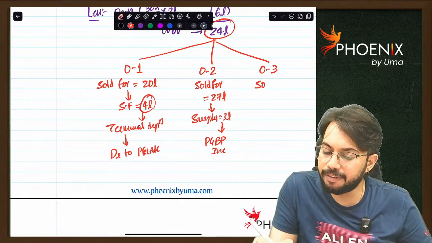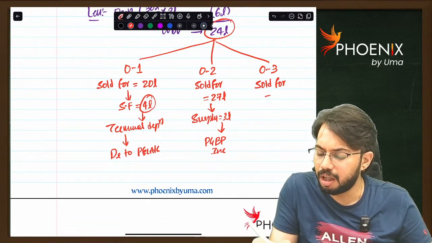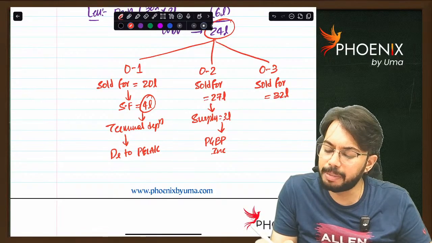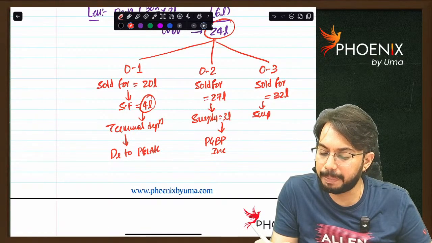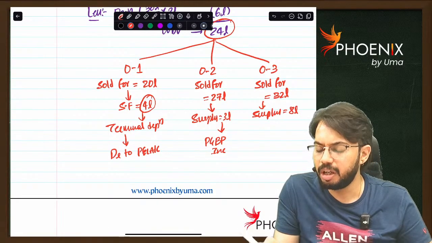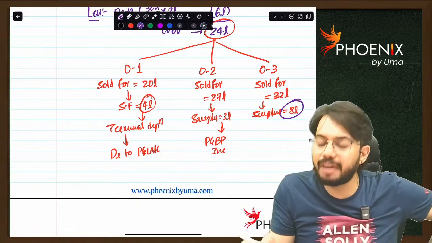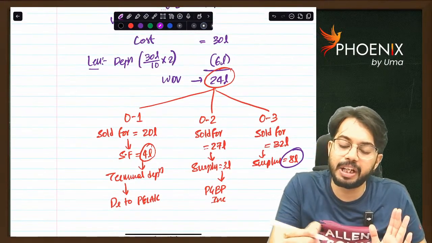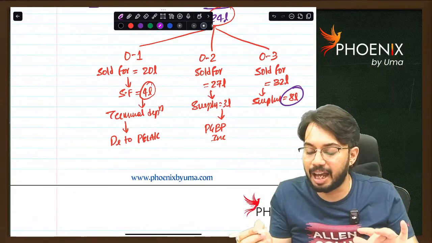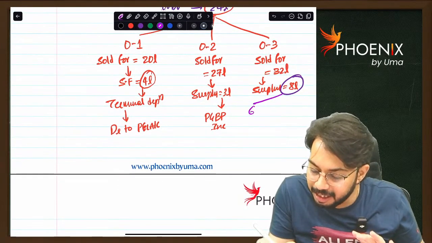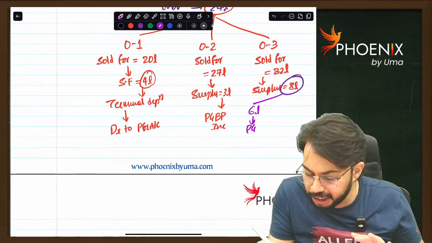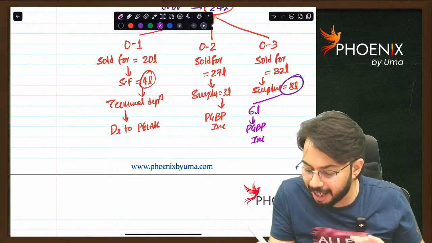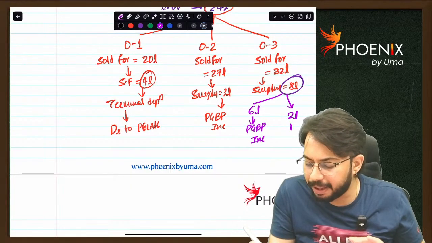Option 3, it was sold for 32 lakhs. How much is the surplus? The surplus is 8 lakhs. Out of 8 lakhs, how much is the depreciation that we claimed earlier? 6 lakhs. So out of 8 lakhs, 6 lakhs will be considered as PGBP income. The balance 2 lakhs will be considered as capital gains.